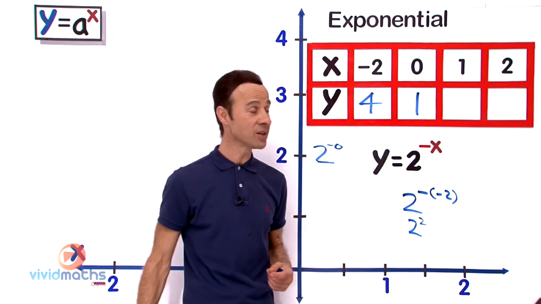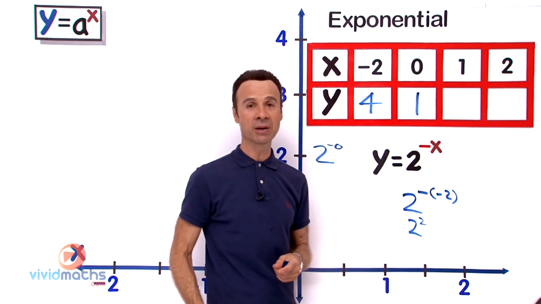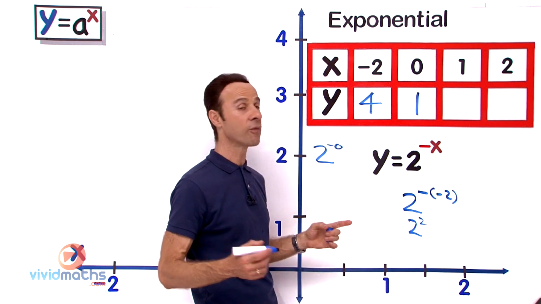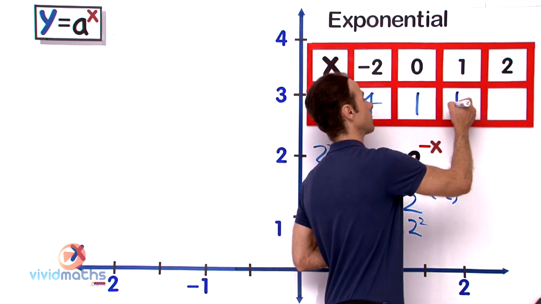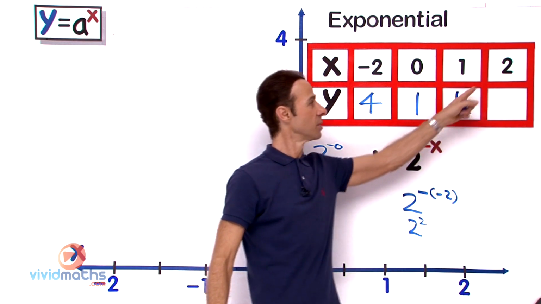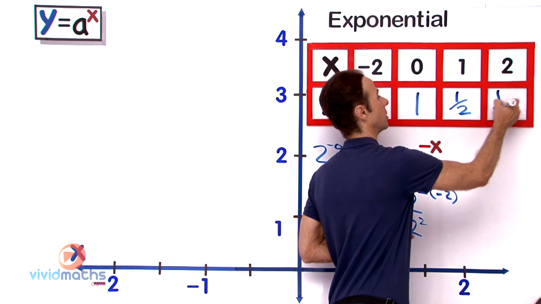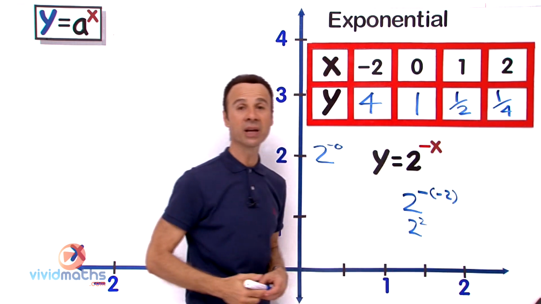The next one's easy. It's 2 to the power of negative 1. To the power of negative 1, that's going to give us a value of 1/2. And finally, we have 2 to the power of negative 2. That's going to be 1/4. All we have to do now is plot the points.